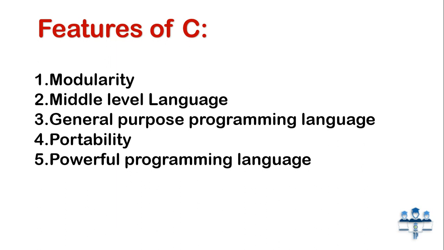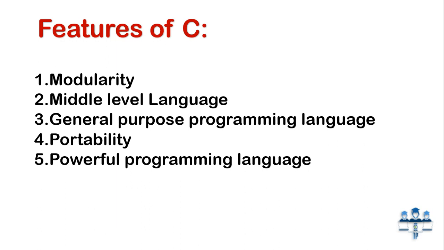Similarly, the next topic is that it is a middle level language. So that means C language is intermediate. It combines the advantages of both low level and high level language. Again, we can have the advantage of low level and high level. This is an intermediate form of both the languages. So it is a middle level language.